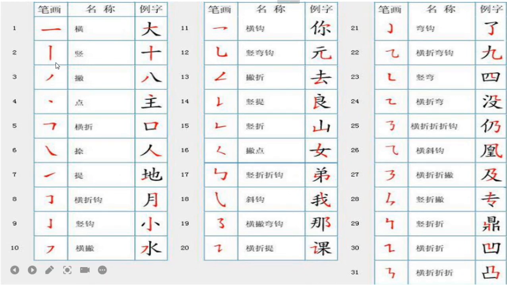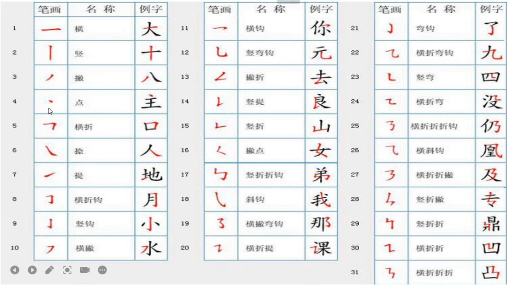And this one, 竖, 竖. The first word is 大, 大 means big. The second is 十, 十. Okay, next, 撇, 撇. You see? 八. When we write 八, we should write 撇 and 捺.